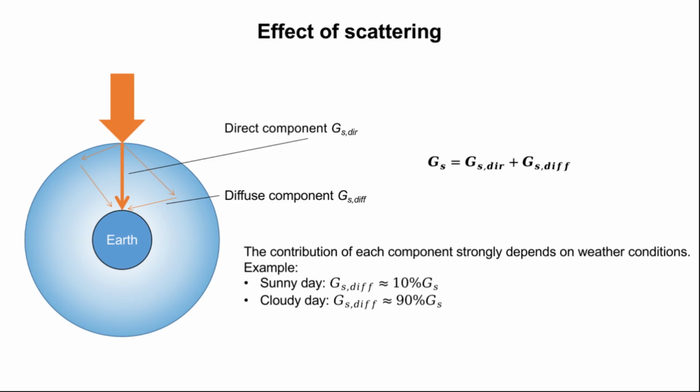So, the irradiance GS, inside the atmosphere, is the sum of direct irradiance and diffuse irradiance resulting from the radiation scattering. The contribution of these components to the overall irradiance strongly depends on weather conditions. For example, on a sunny day, diffuse irradiance could be only 10% of the overall irradiance, while on a cloudy day, it can reach even 90%.